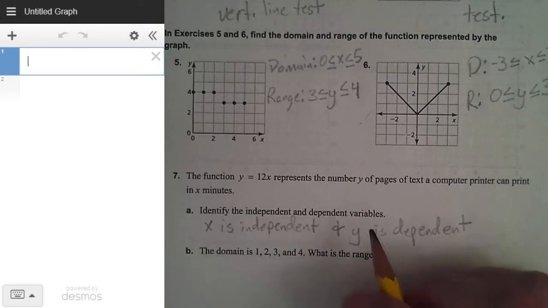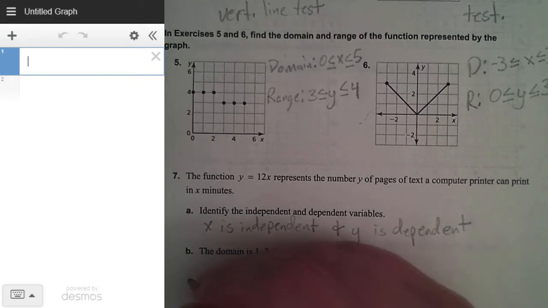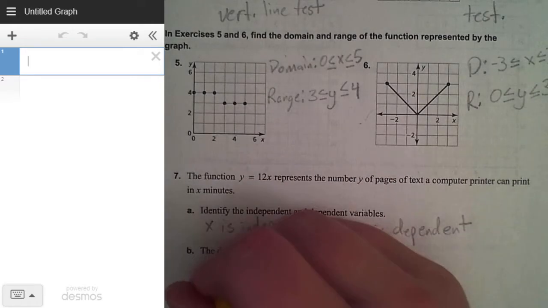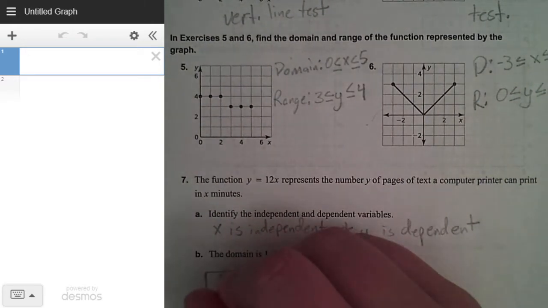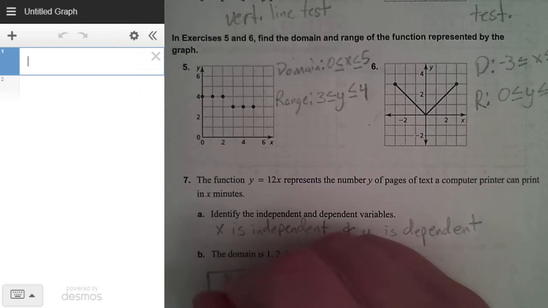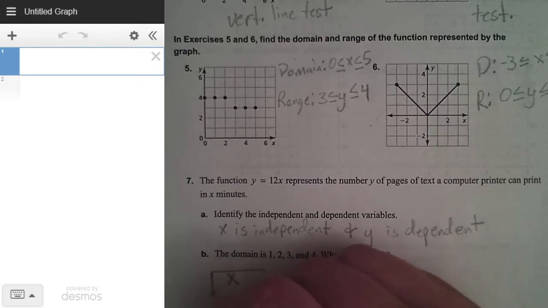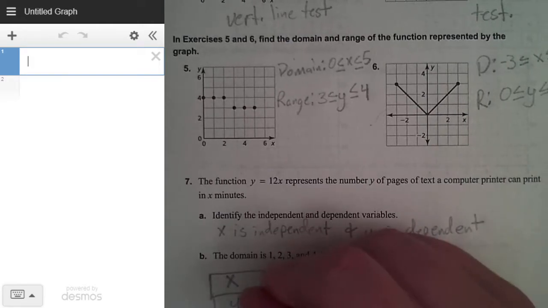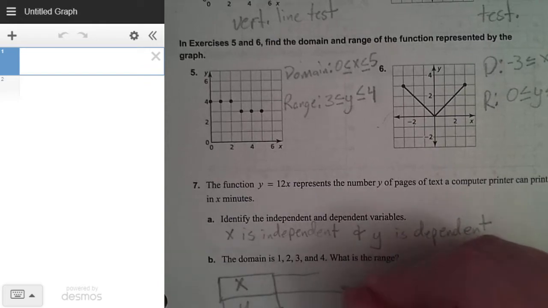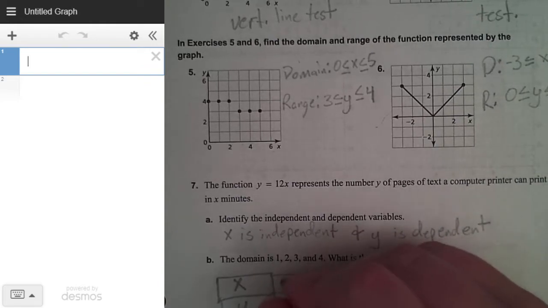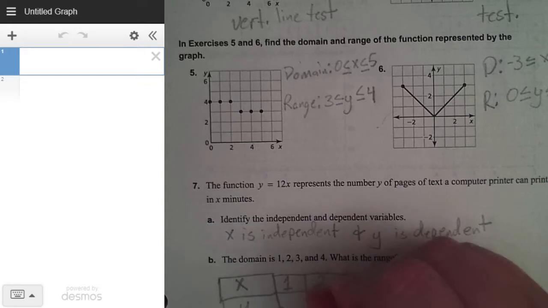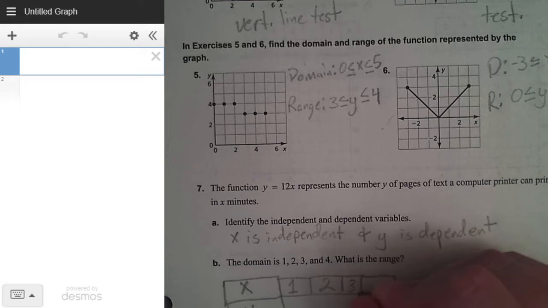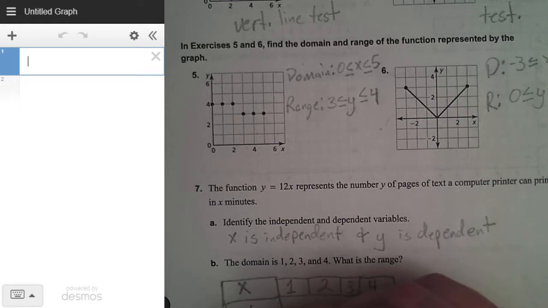Here we need to create a table. All right, so to be able to work through this, we have our inputs, the number of minutes, and our outputs, the number of pages. Okay, and they gave us 1, 2, 3, and 4.